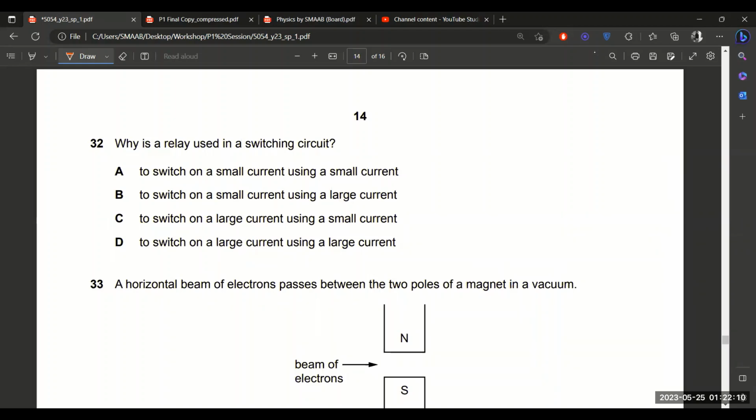Okay, question number 32. Why is a relay used in a switching circuit? Basically, this is a simple concept related to the relay that we already studied in the theoretical concepts. It is used to switch on a large current using a small current. That is the purpose of a relay, because we know there is a concept of electromagnetism involved there. So we use a small current to switch on a large current value. That relates to the basic concept of the relay which we are using in our circuit.